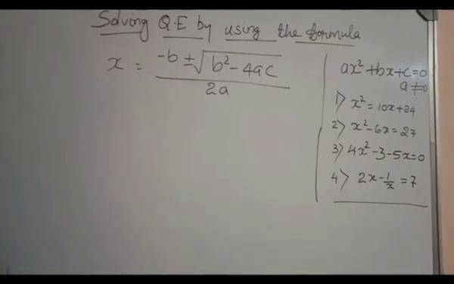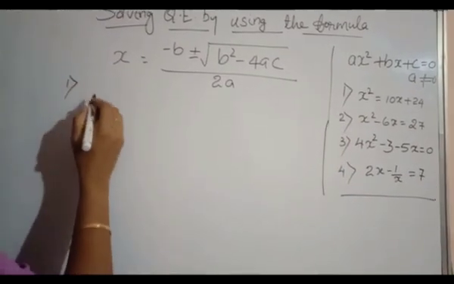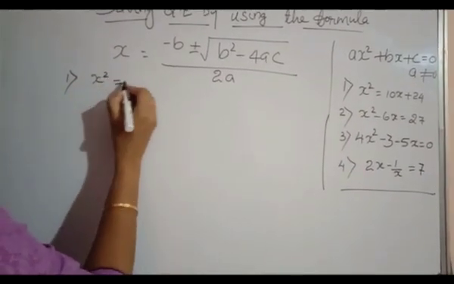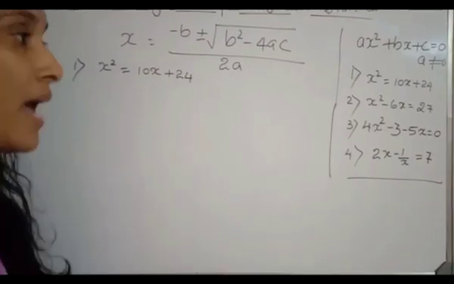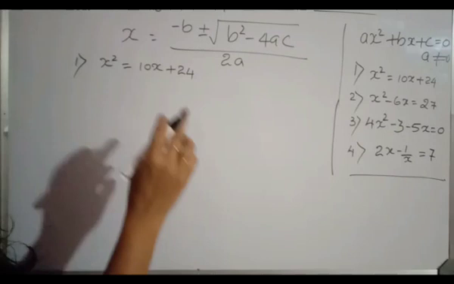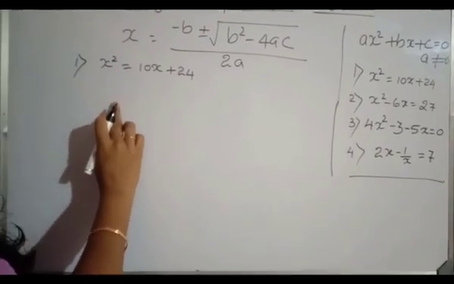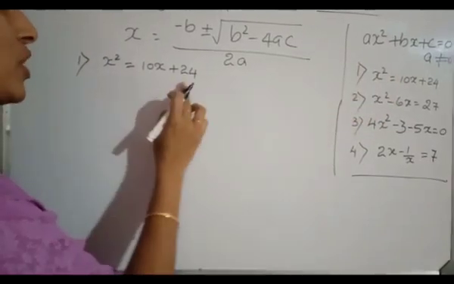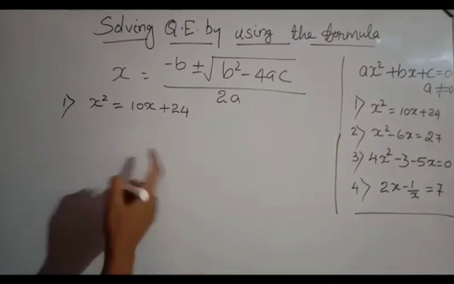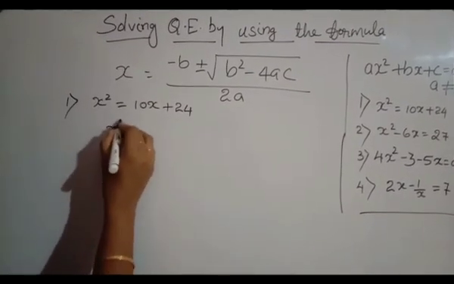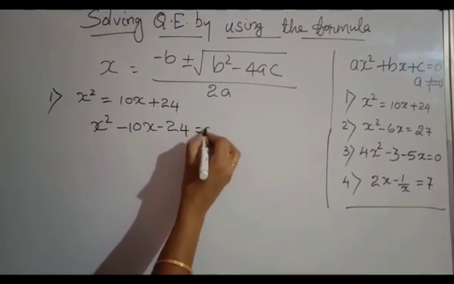Let's consider few examples. The first question, x square is equal to 10x plus 24. As I have told you, there are four steps. The first one is to convert the given expression into the standard form. So we'll have to bring the expression in this particular form. So the equation changes to x square minus 10x minus 24 is equal to 0.